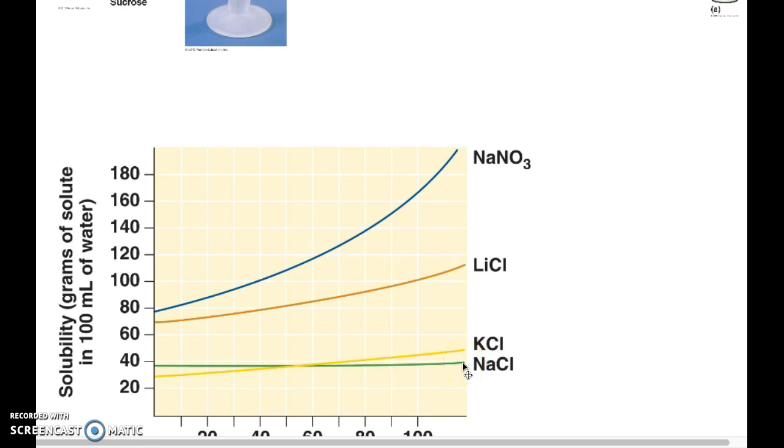So, for example, a cold ocean can dissolve almost as much salt as a warm ocean. Temperature doesn't really affect salt too much, but it does affect some of these other types of salts, sodium nitrate, lithium chloride, potassium chloride. It affects them, but sodium chloride, it hardly affects at all. So depending on the substance, how much. There are some chemicals that actually get less soluble as they get hot. That's the exception to the rule, but there are some that do that.